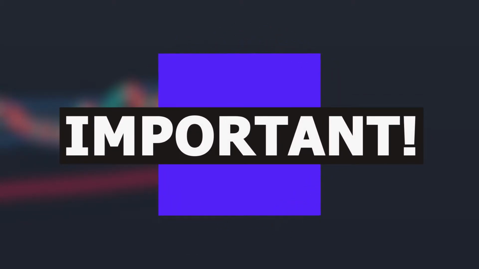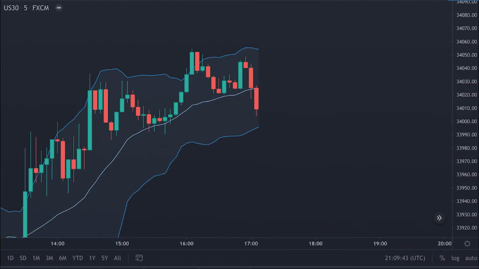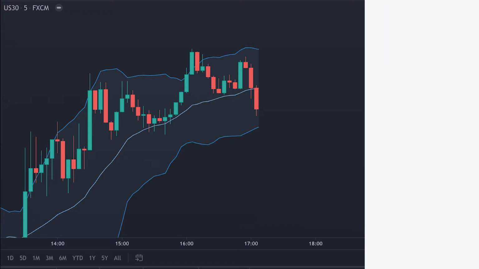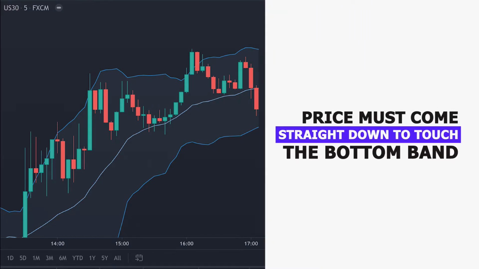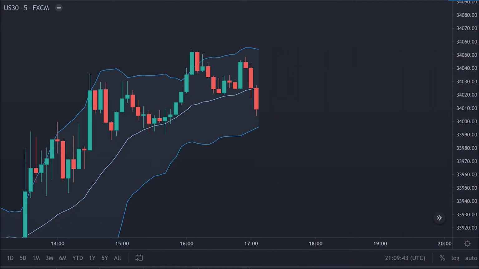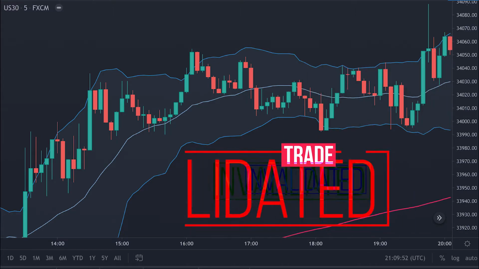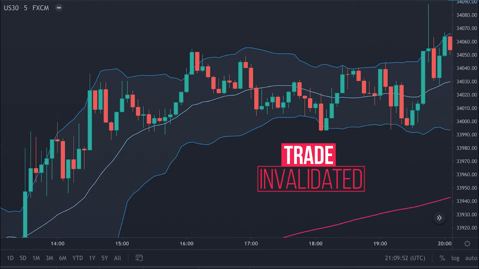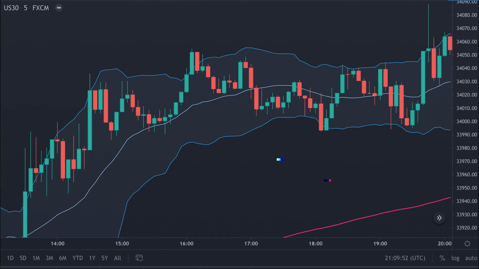We're now going to look at a really important part of this strategy, so make sure you're paying attention. The critical part of moving through the middle line of the Bollinger Band is that price must come straight down to touch the outer band. If price breaks through the 20 SMA, but before it touches the opposite band, it pushes back above the SMA, this invalidates this trade, even if price then pushes down to touch the bottom band. In this scenario, don't look to enter any trades.